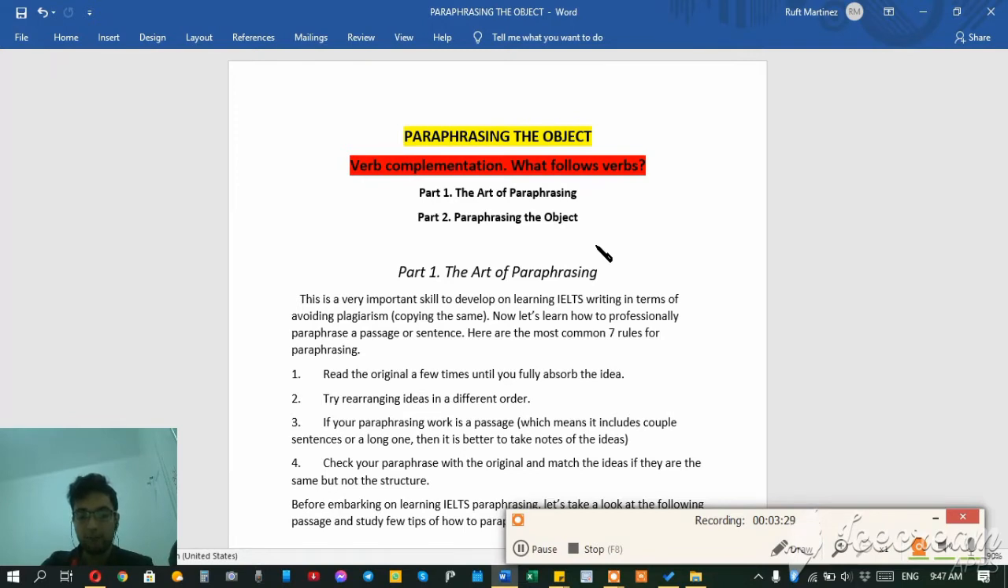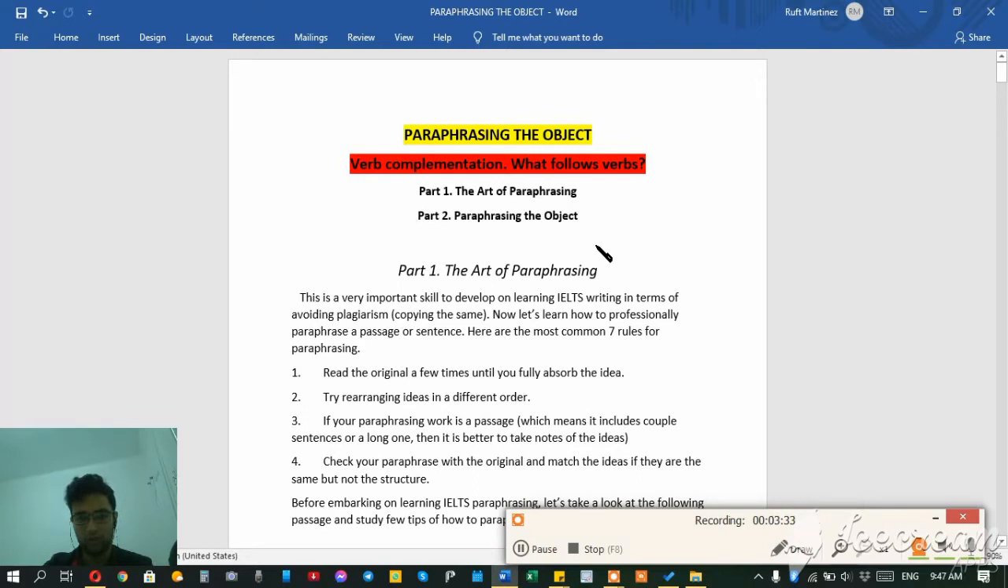Well, okay, let's start our lesson right now. As I said before, today we are going to talk about paraphrasing the object. It's indeed a very, very important tip, as I may say, that we should learn. And then we're going to talk about verb complementation, which means what follows the verb, what completes the verb.